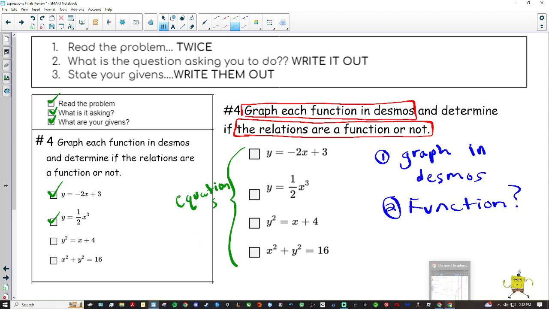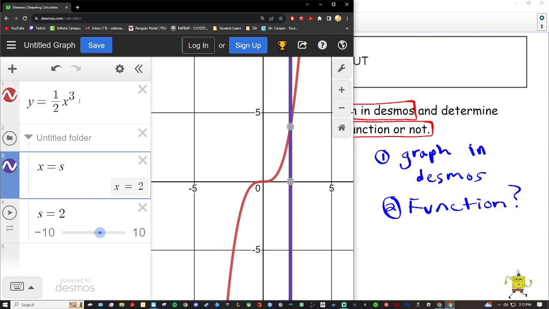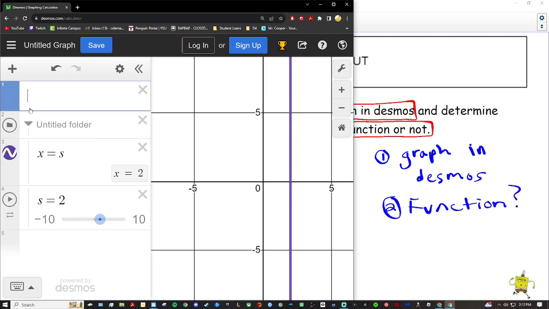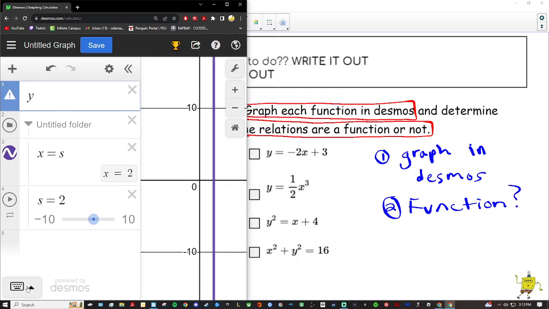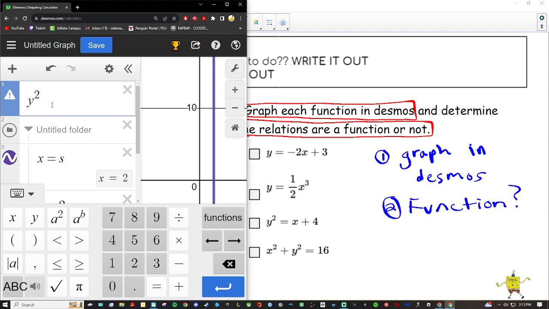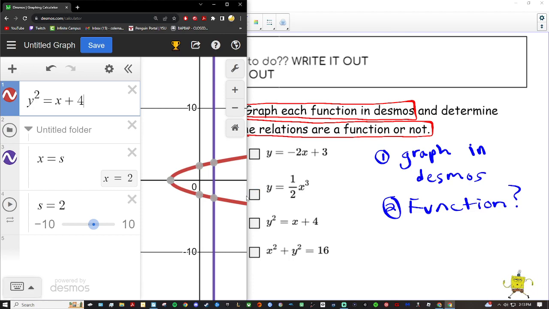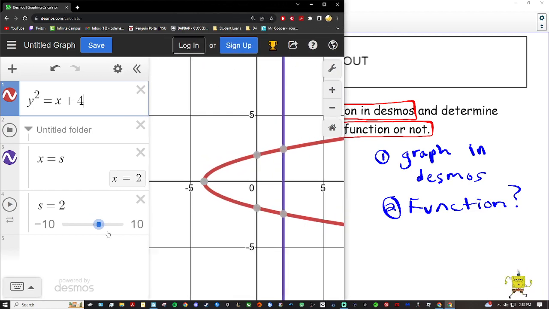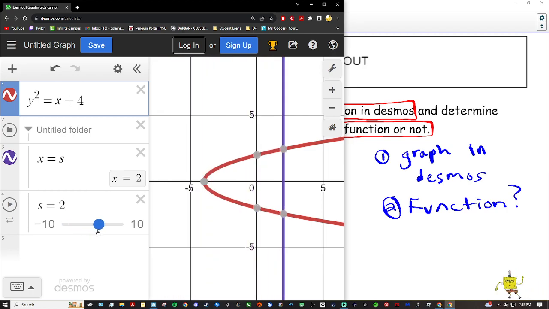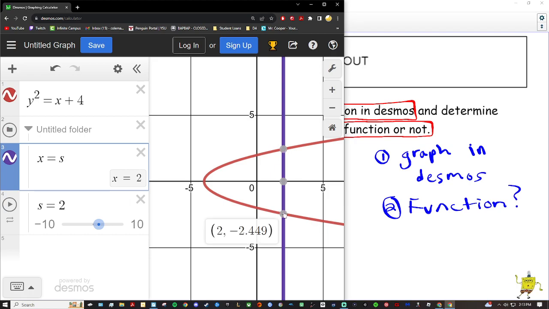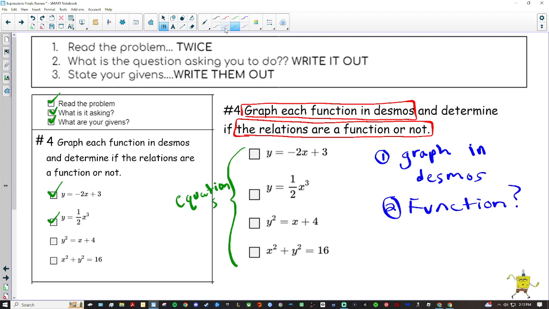2 more. Okay, clear out my old graph. y to the second power equals x plus 4. Here's what my graph looks like. And if I slide my line across, I can see that my line hits more than one time. So this is not a function. So we do not select it.